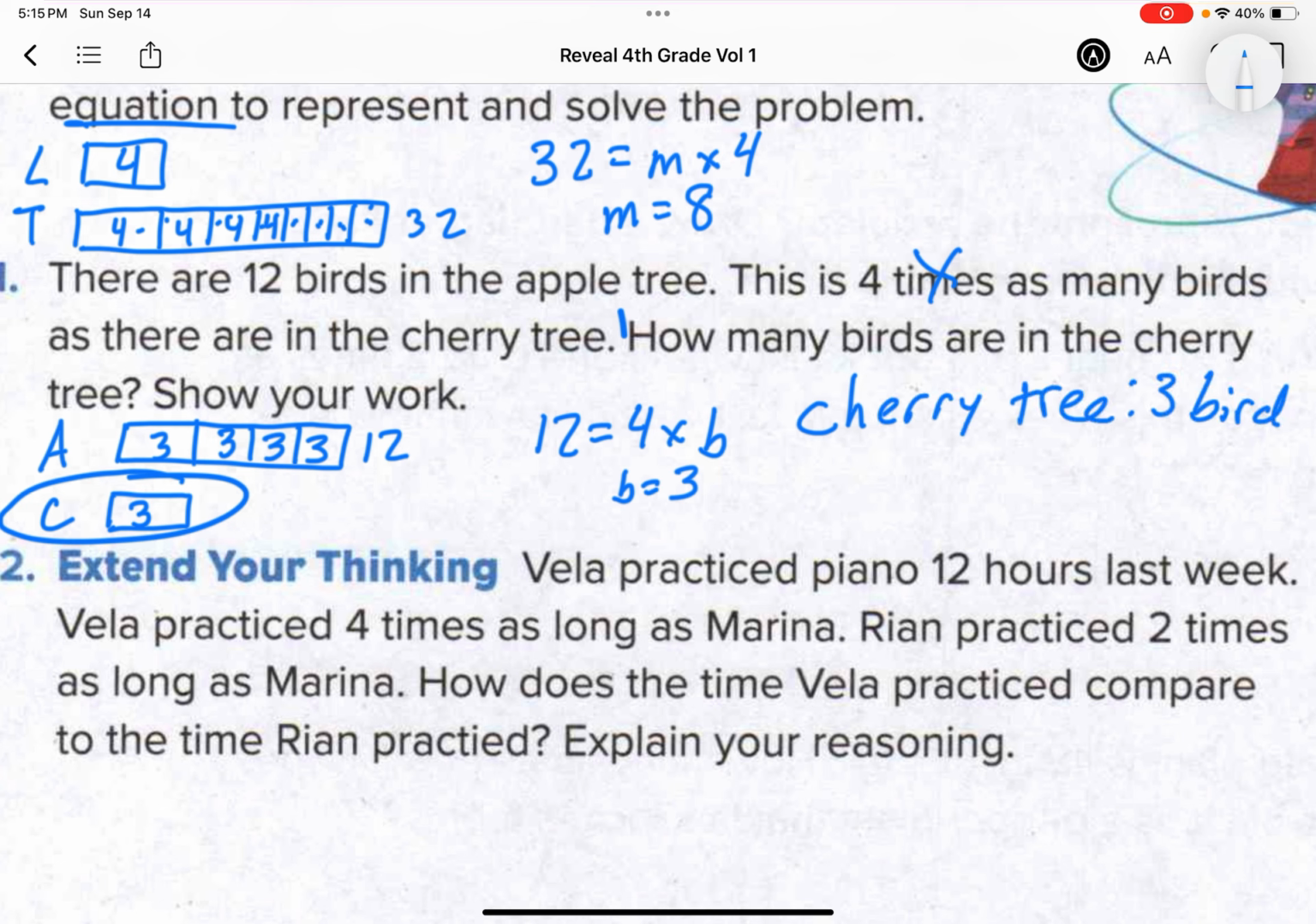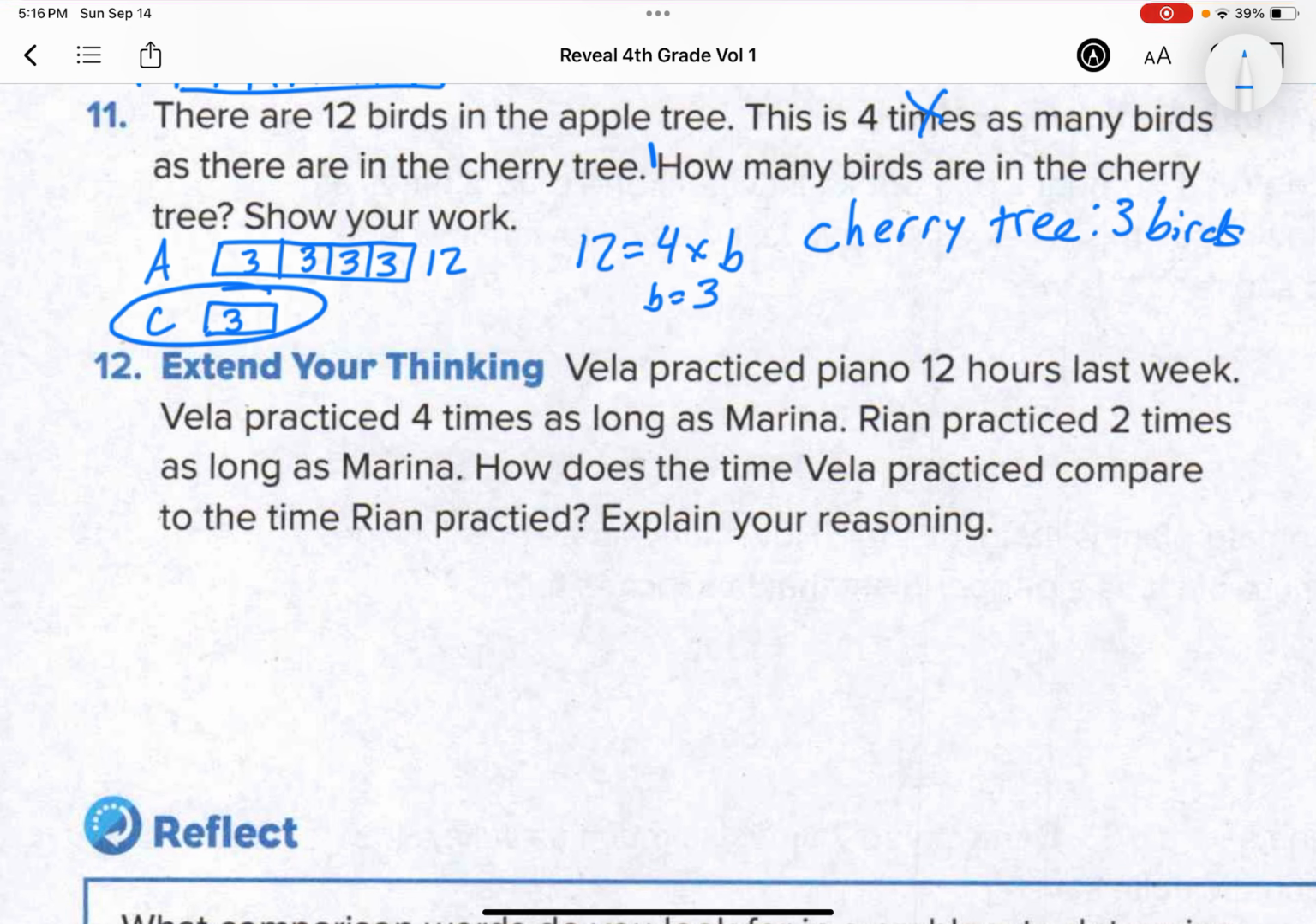Number 12. Vela practiced piano 12 hours last week. Vela practiced 4 times as long as Mariana. Rian practiced 2 times as long as Mariana. How much time does Vela practice compared to the time Rian practiced? Explain your reasoning. So I have about 3 different things going on. So I have 3 different people. So I'm going to make my model just so I understand what's going on.